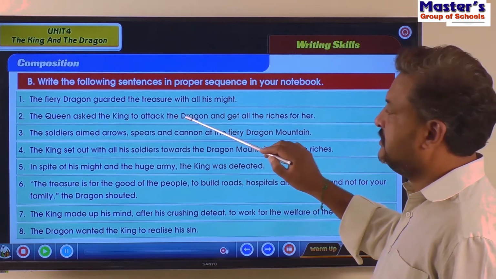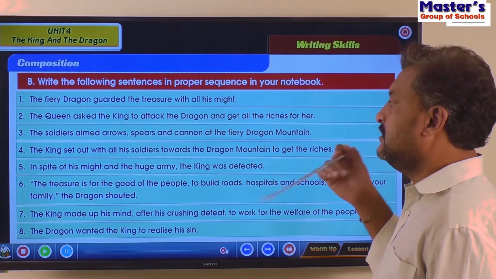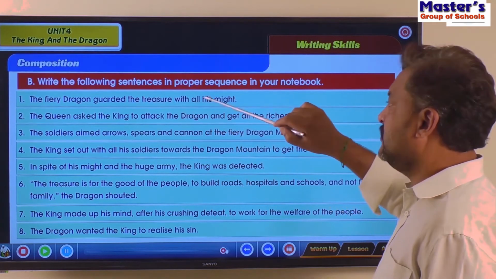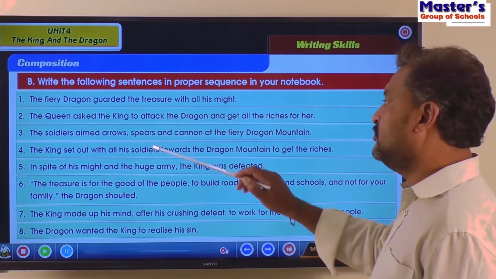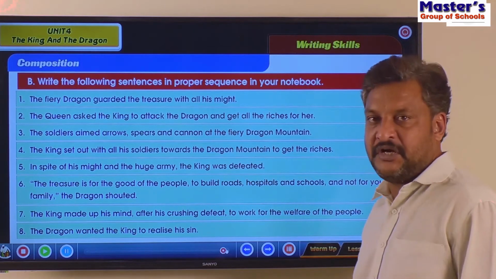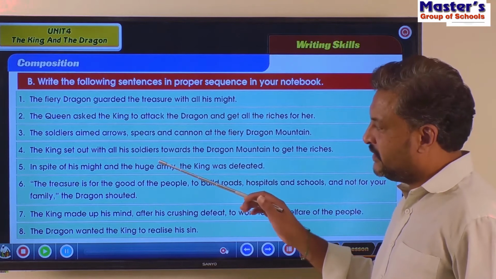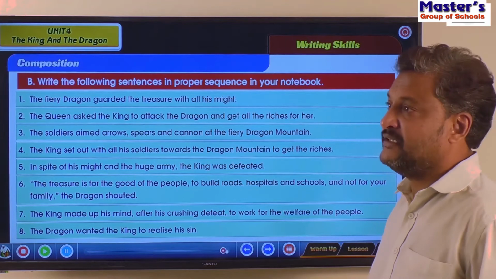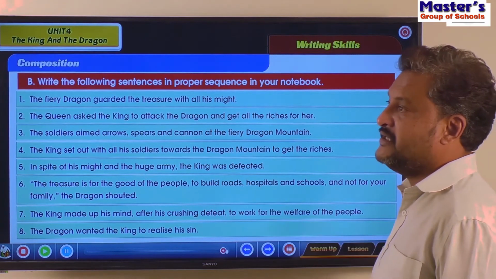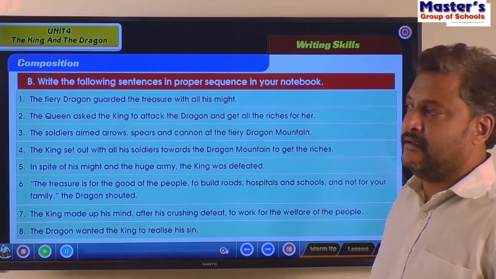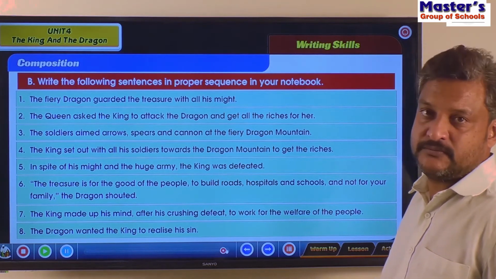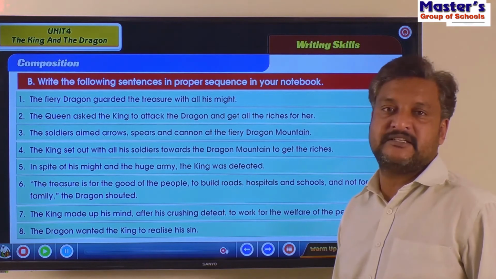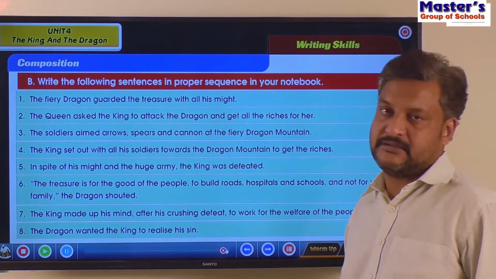Second, the queen asked. Second one, the king set out to the dragon mountain. Third one, a fairy dragon was guarding the treasure over there. Fourth one, the army started the war. Fifth one, the king's armies were defeated. Sixth one, the dragon wanted the king to learn a lesson. Seventh one, he advised the king in a very serious note to take care of the welfare of the people. Eighth one, he realized his mistake and changed his path.